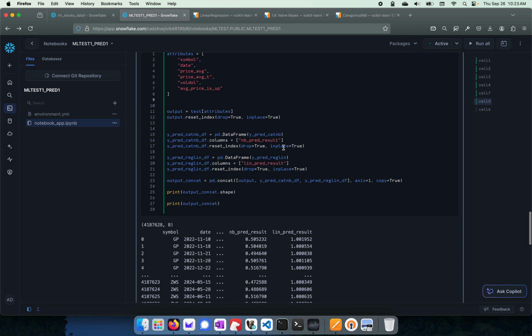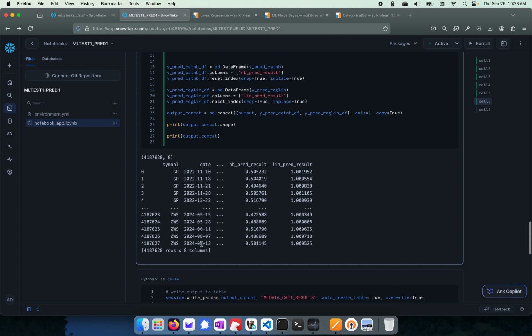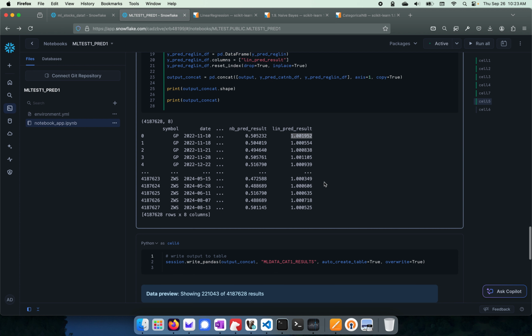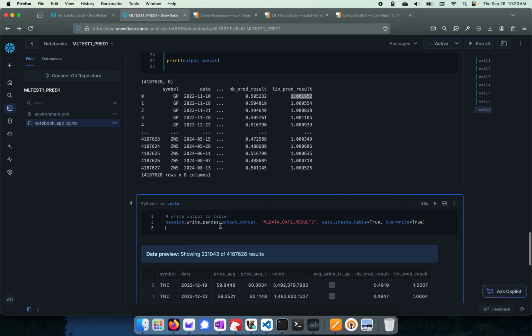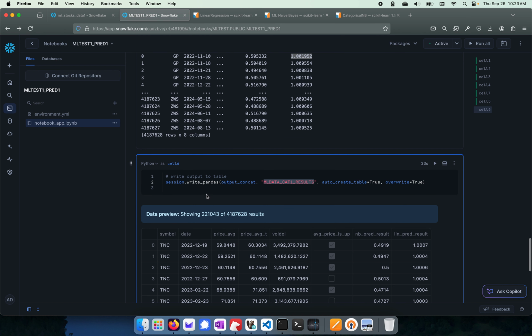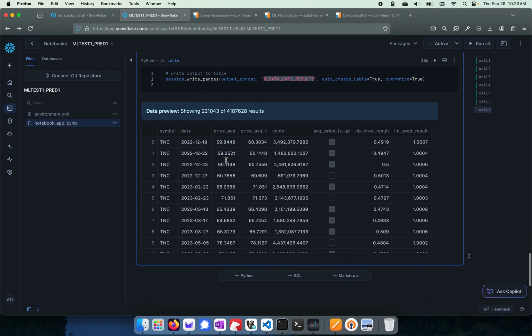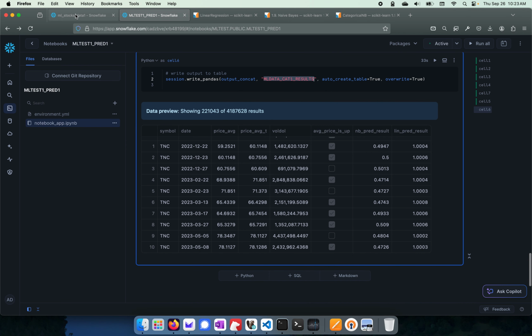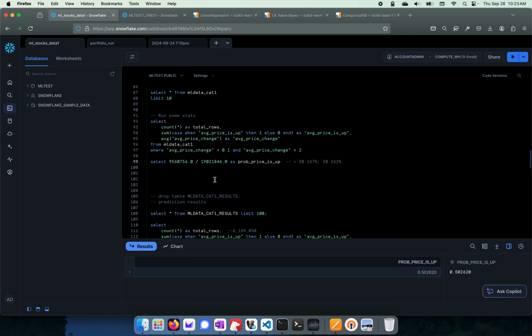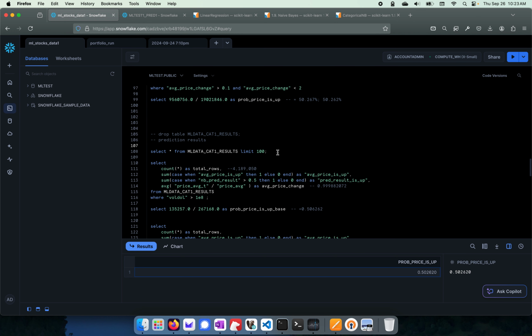And here we have our output data. We have a symbol for that date. What is the probability that it will go up, and what is the linear regression saying? What is the percentage that it will go up by? Okay, and then I can output the data to this table, which I already have. So let's go back and take a look here. So this is my table. I'm all data results, cat 1 results.